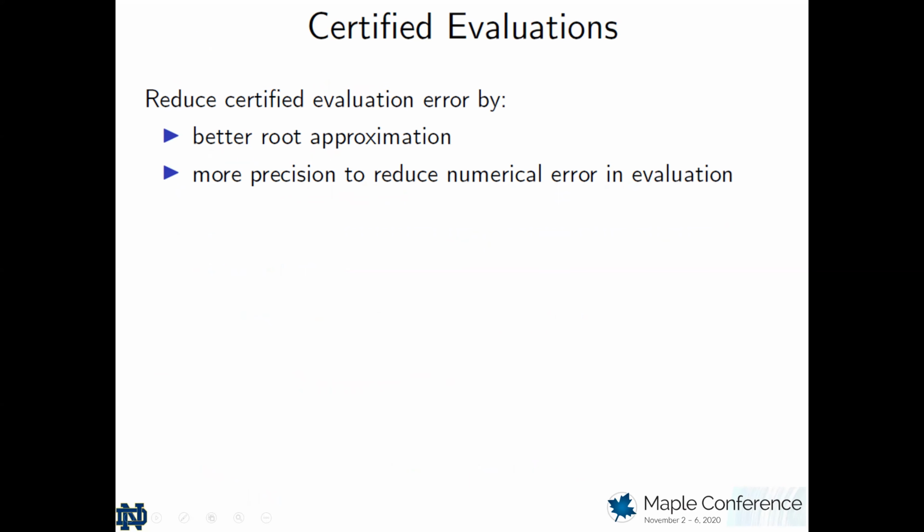So let's say our error that we computed was too big. Well, what we then need to do is compute a better root approximation to shrink this error. And then we also need to worry about precision in order to handle the numerical error obtained just from evaluating. So we approximate our root better, and we use more precision to reduce the numerical error in the evaluation.